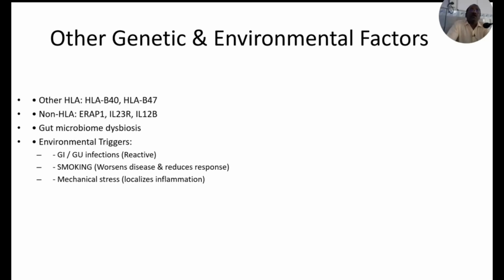So these are the environmental factors. Your smoking will cause ankylosing spondylitis in the people with HLA-B27 positivity. Your viral infections may cause it, your bacterial infections may cause it, even your mechanical stress may also aggravate it in HLA-B27 people to get ankylosing spondylitis. See, the gut microbiome dysbiosis is also one of the genetic and one of the environmental factors to cause ankylosing spondylitis.